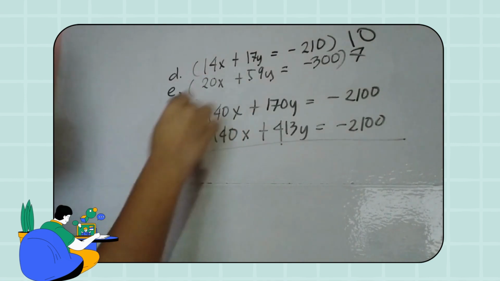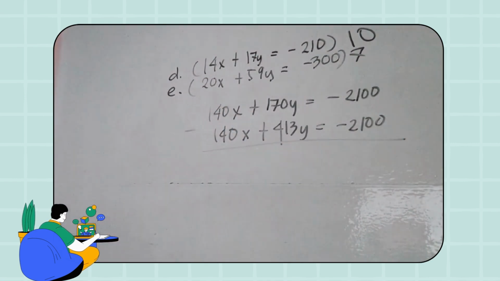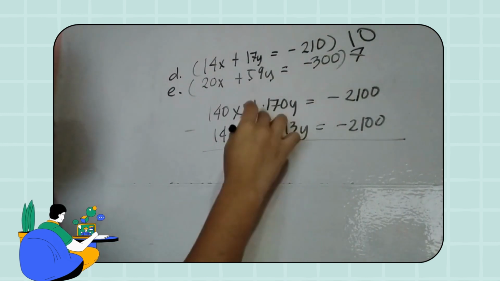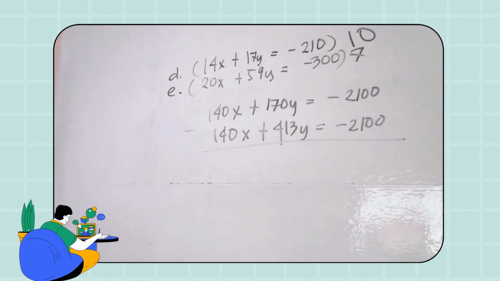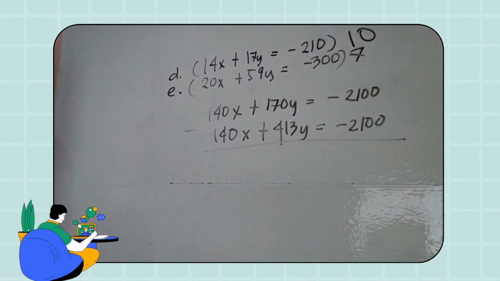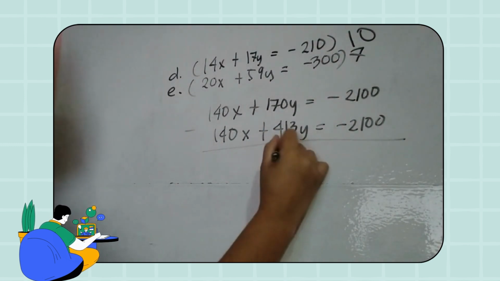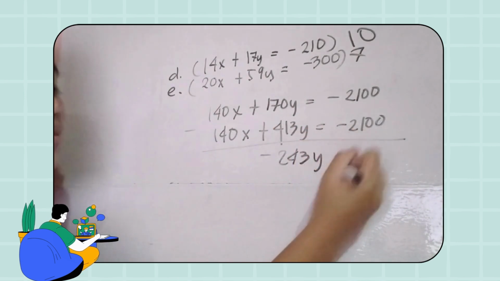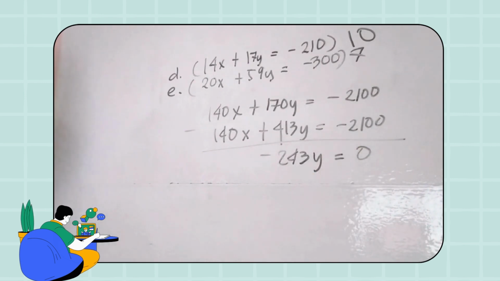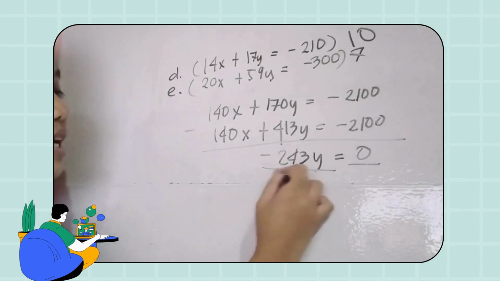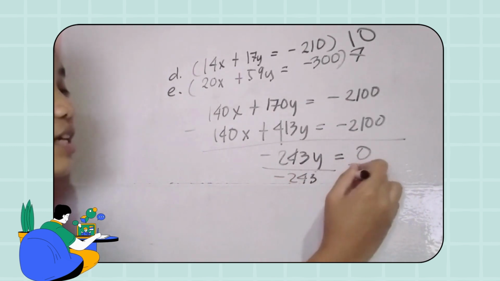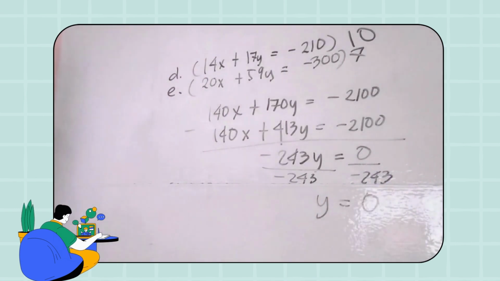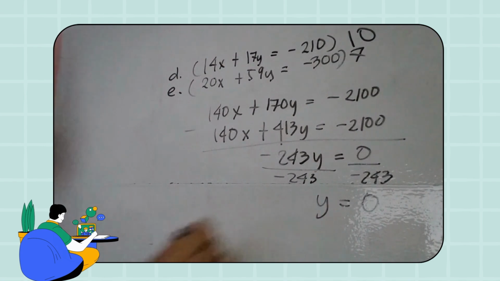So as we can see, we could eliminate 140x from both of the equations. So we are left with 170y minus 413y, which is going to be negative 243y equals 0. So let's eliminate the negative 243 from the y. So we are left with y, which is equal to 0.